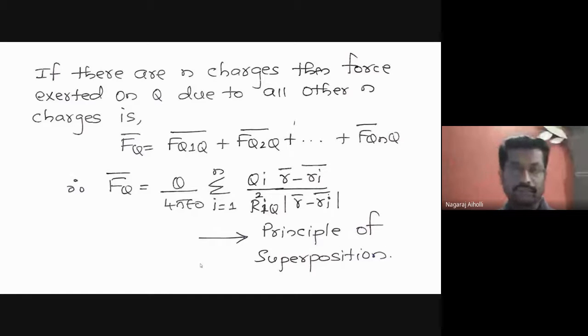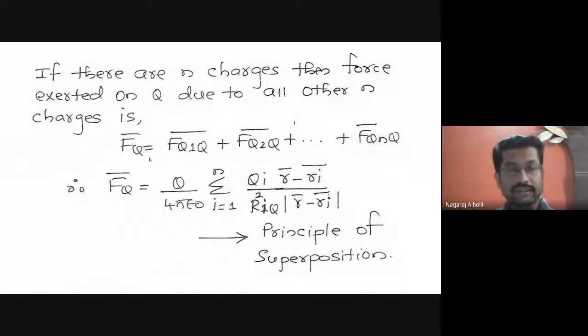Then that force is given by the sum of the forces of the individual charges on this charge Q. That is the force exerted by Q1 on Q, Fq1Q bar, plus the force exerted by the charge Q2 on Q, Fq2Q bar, plus and so on, the force exerted by the nth charge on the charge Q, FqnQ bar. The sum of all these forces will give us the resultant force, or the net force.